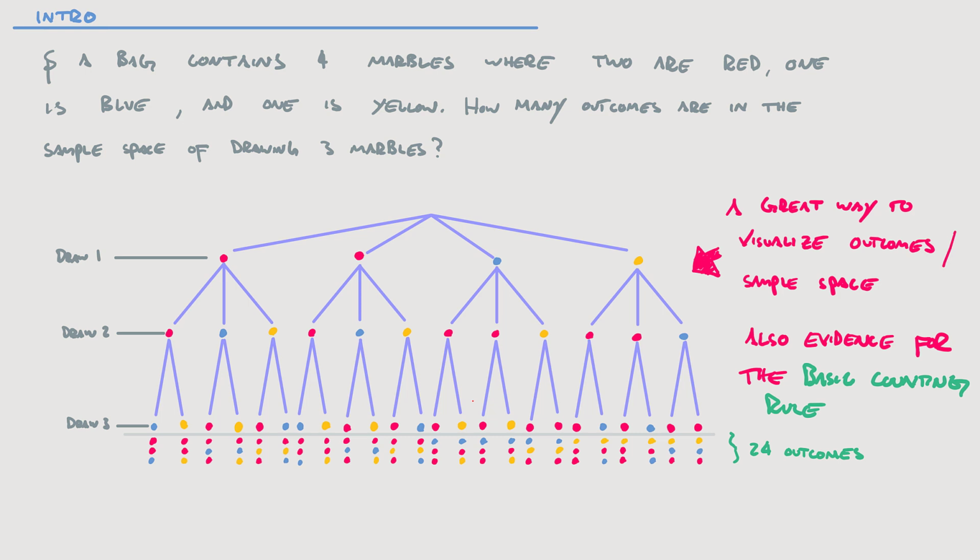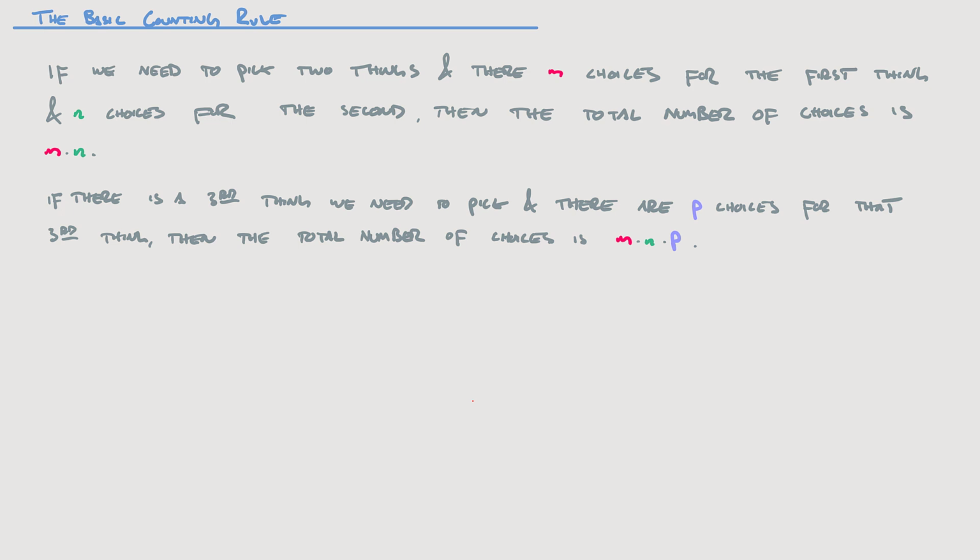But also, a tree diagram is evidence for what the basic counting rule or basic counting principle actually says, which is that if we need to pick 2 things, and there are m choices for the first thing and n choices for the second, then the total number of choices that you have is the multiplication between m and n.